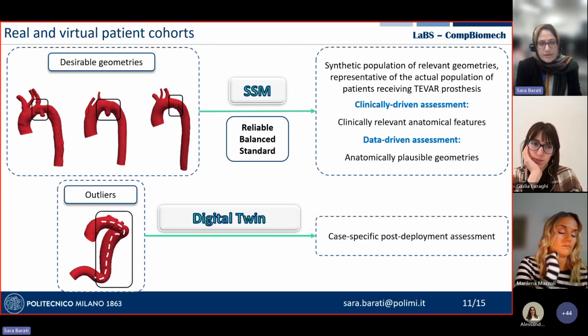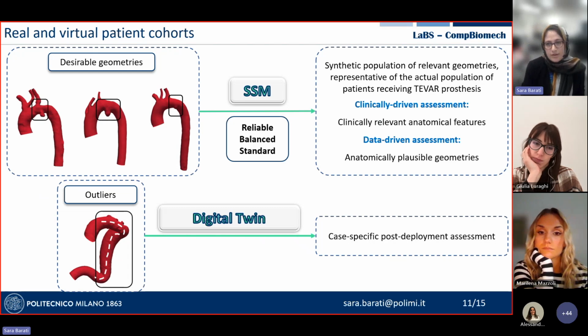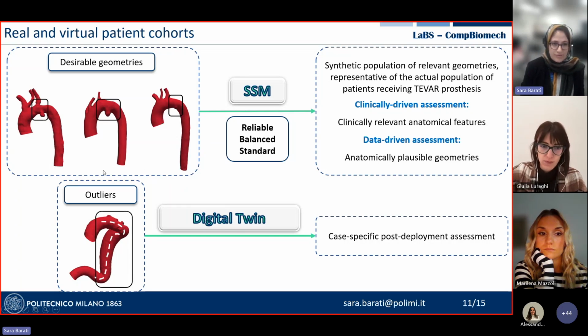So the other thing that we use the Deformetrica for, and I'm not gonna explain it thoroughly because Alessandra has already explained it, is statistical shape modeling to create a virtual cohort. We choose desirable geometries. What is desirable geometry? The geometry that is representative of the majority of the patients that receive TWER.